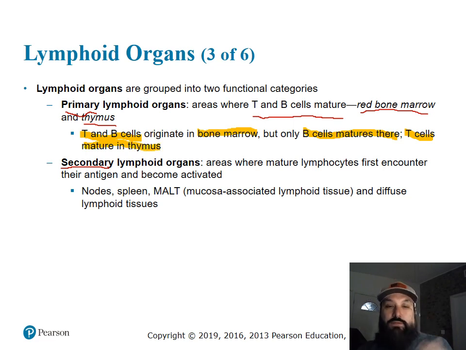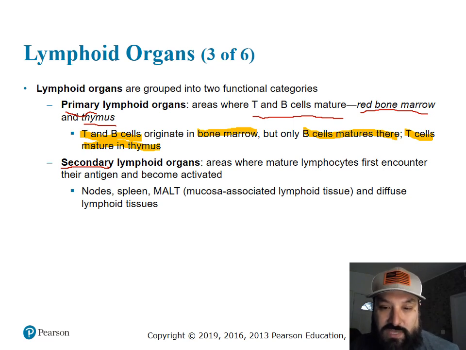Okay, so don't forget that. That's really important. B and T cells, like all blood cells, are made in the red bone marrow. But B cells mature in the bone marrow. T cells mature in the thymus. Okay? Both of which are primary lymphoid organs. The red bone marrow and the thymus are both primary lymphoid organs. So that's how you have to work through it to understand this correctly.